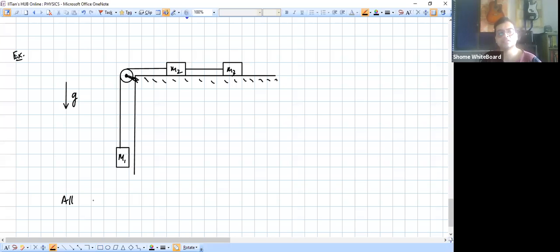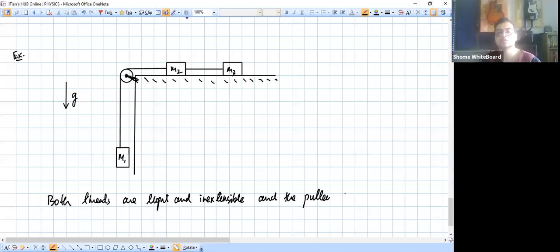There are two threads here, one joining m1 and m2 going around the pulley, and the second one joining m2 and m3. So it's better to say both threads are light and inextensible. Okay. And the pulley is smooth and fixed.